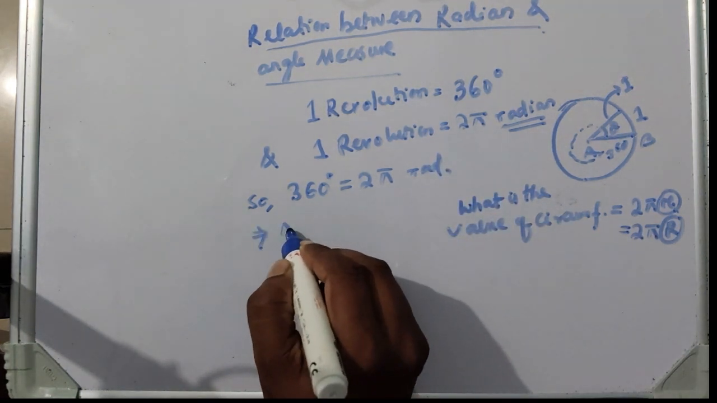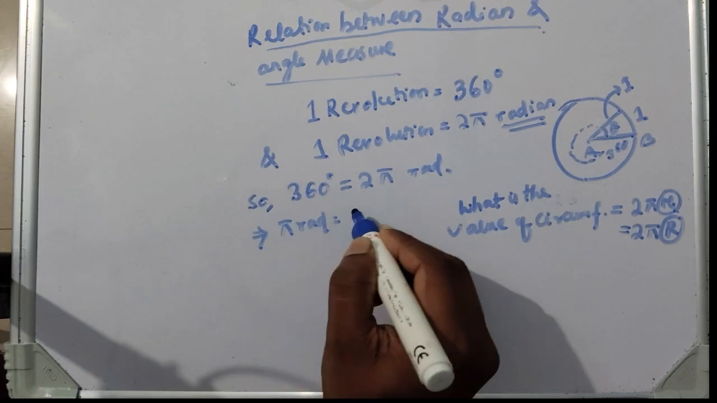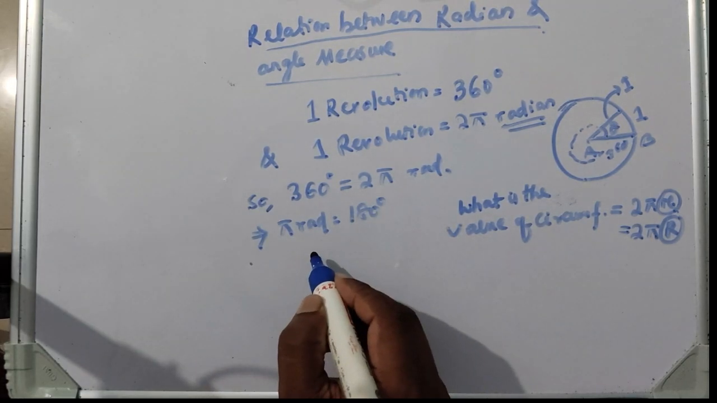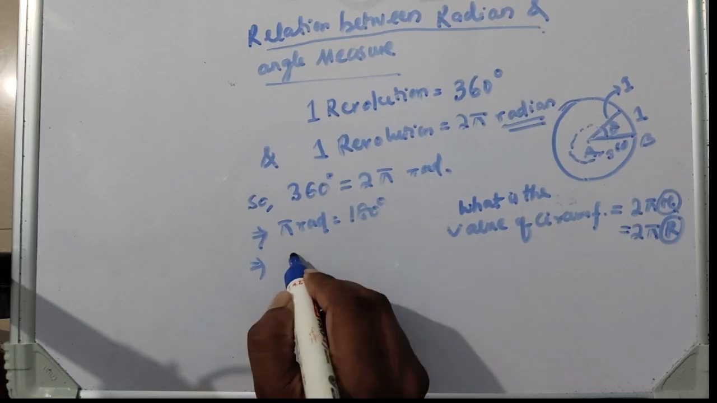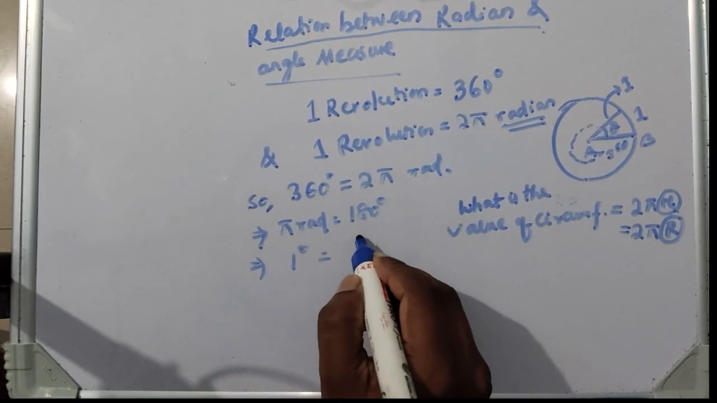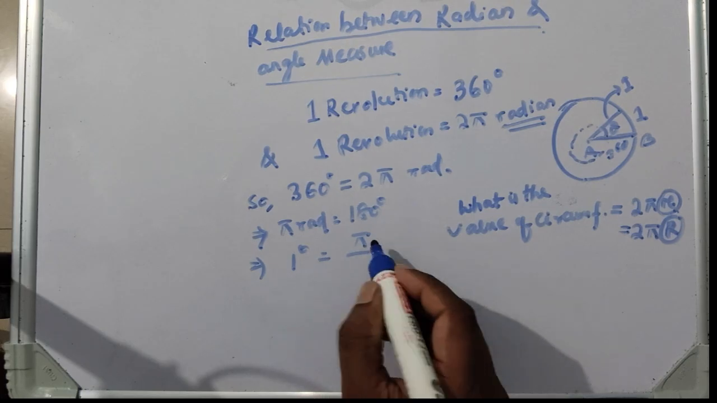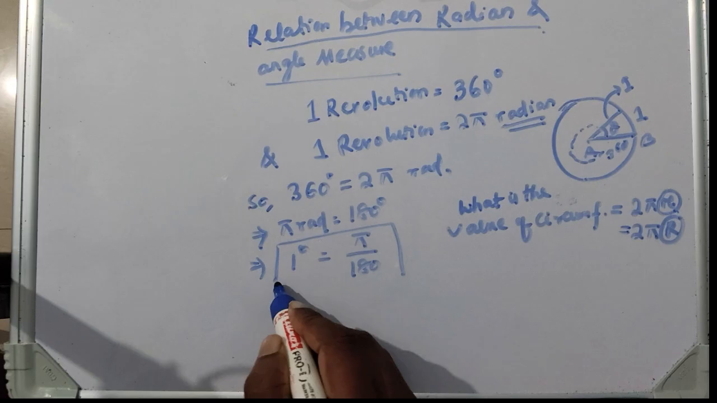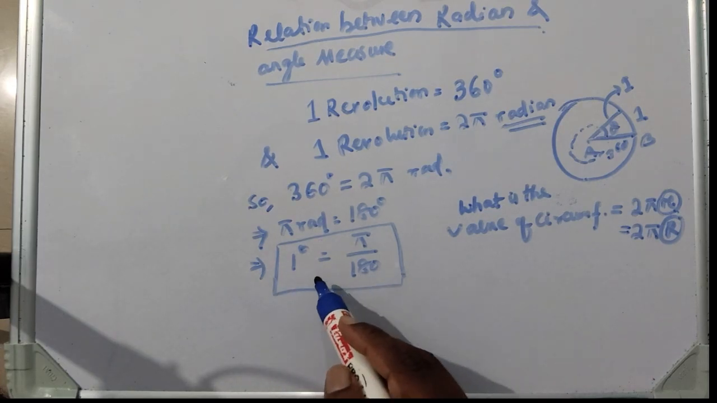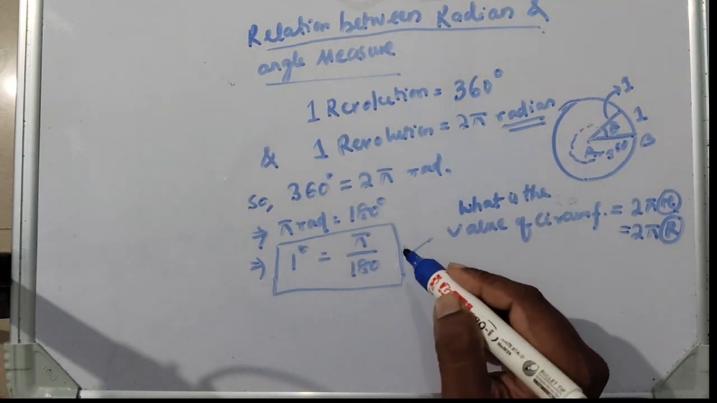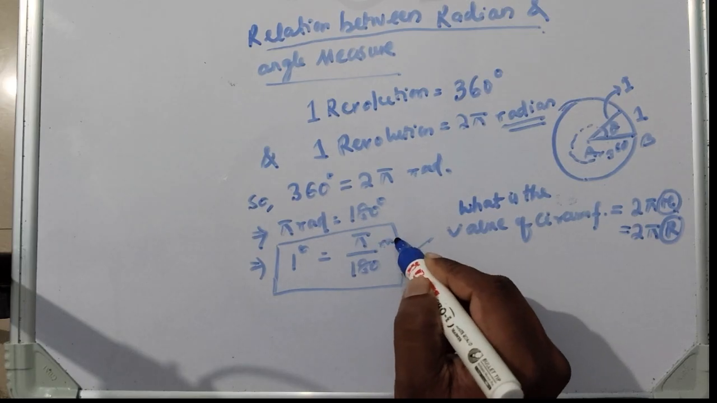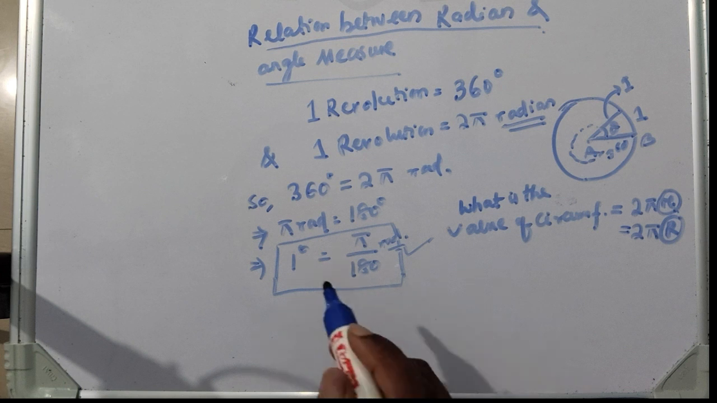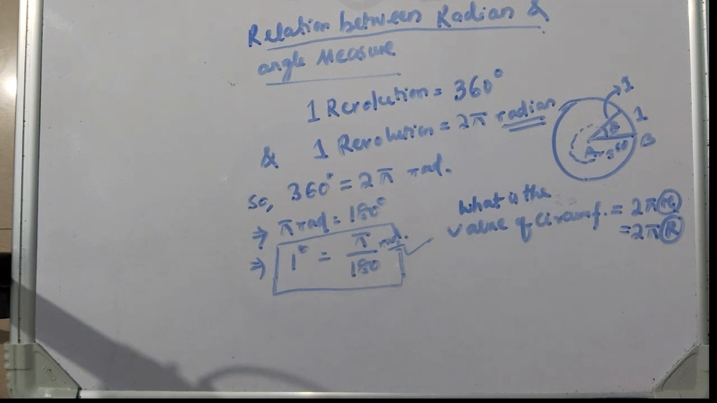So pi radian is equal to 180 degree, or we can say 1 degree is equal to pi by 180. So this is a relation between degree and radian. Pi is always written with radian. You can't leave radian as it is, you have to write radian.